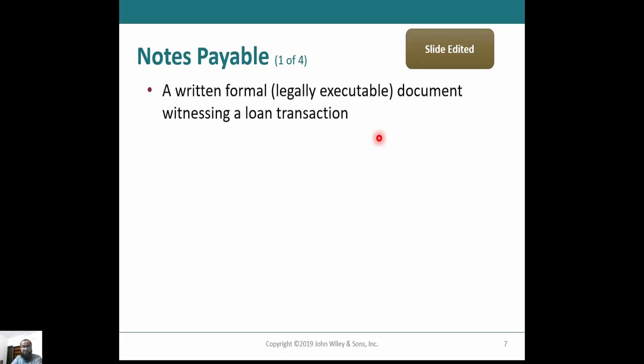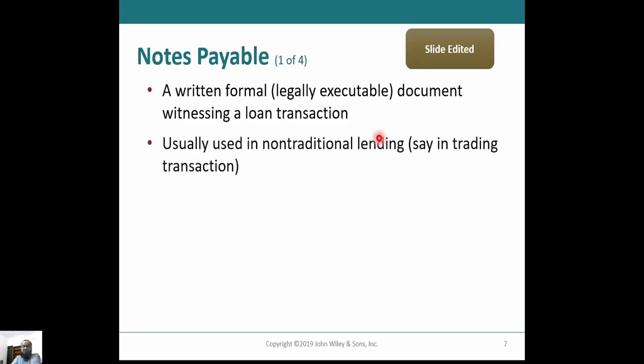So what is notes payable? This is a written, formal, legally executable document, so it's not an open credit like accounts payable. Accounts payable may exist without any sort of written document, but just for the sake of trade, one party can avail the credit, the other party can award the credit, and that credit can be not formally documented. So that's accounts payable, right? But in notes payable, it has to be a formally written document.